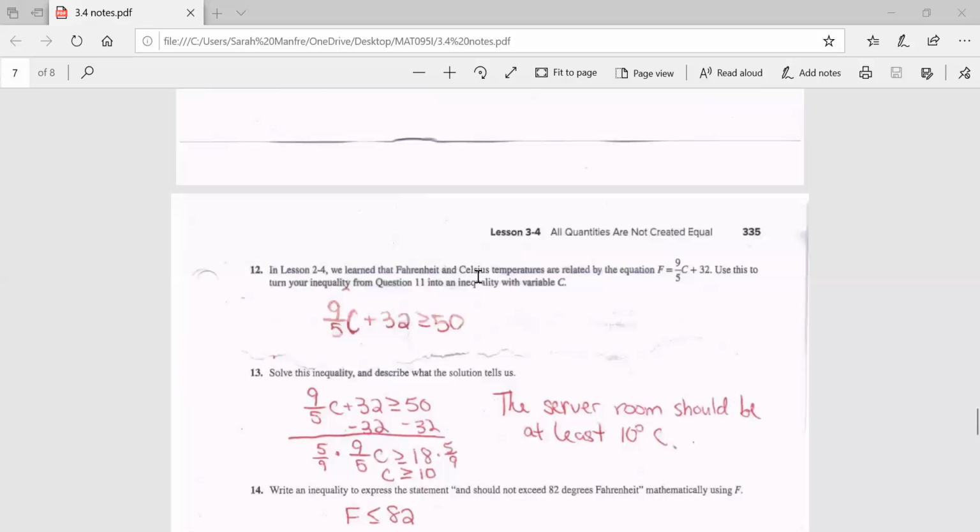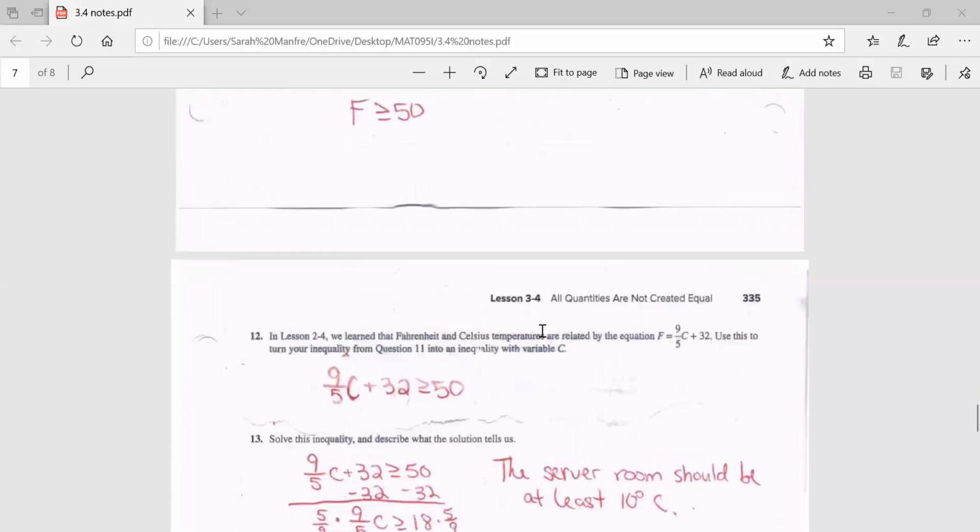We learned that Fahrenheit and Celsius temperatures are related. They gave us the equation. We found this equation a long time ago. Use this to turn your inequality into an inequality with the variable C. So instead of writing F for Fahrenheit, I know that Fahrenheit is this equation, so I'm going to take this part of the equation and replace it with F. So this is going to be 9 over 5C plus 32 is greater than or equal to 50.